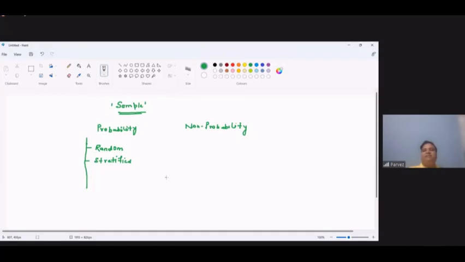The second one we call the stratified sampling method. Stratified sampling method means we divide into small strata. Strata means a small group. So we divide into small strata or small groups. Suppose a population of 1,000 people are there. You can divide into 500, 500, or maybe you can divide again into 250, 250 like that.